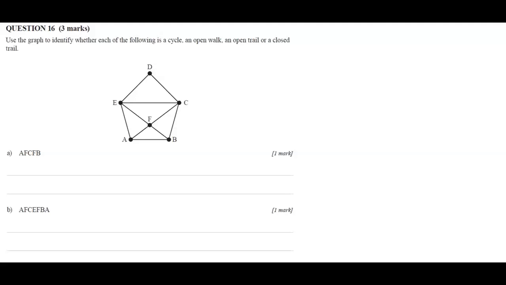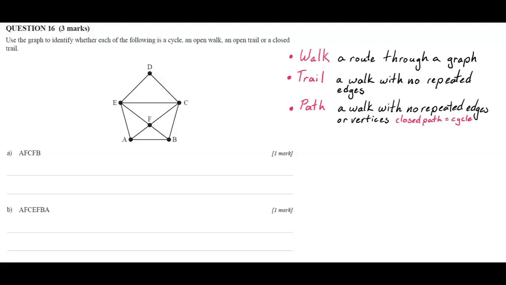Question 16. Use the graph to identify whether each of the following is a cycle, an open walk, an open trail, or a closed trail. In order to solve this question, you are going to need to remember your definitions.